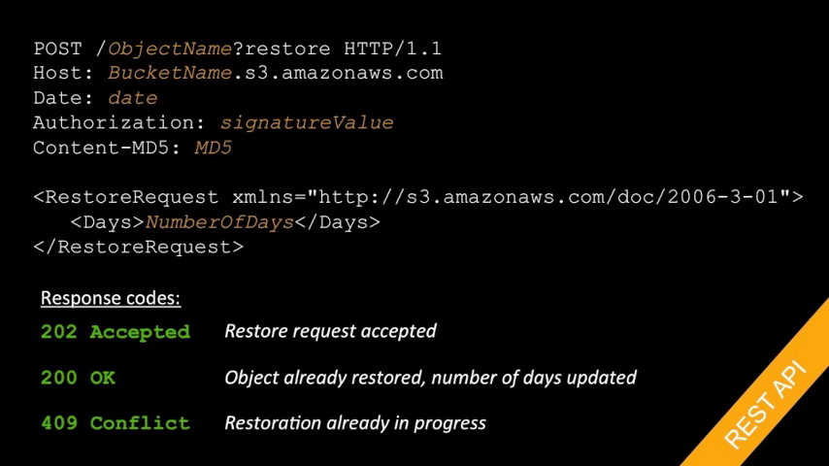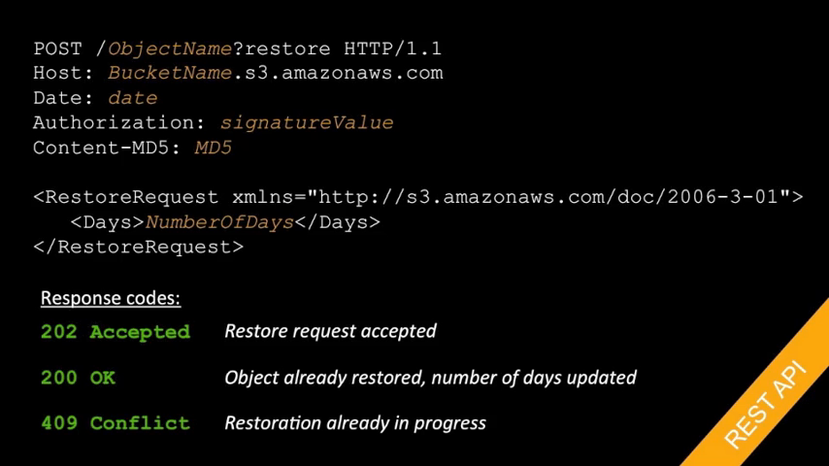So the responses you'll get from making this call is a 202 accepted. So if this is an object that is in Glacier storage and we haven't requested restoration before, we'll get a 202 accepted and the process will kick off behind the scenes. If I make another request against that object, I'll get a 200 OK, because the object is already being restored.